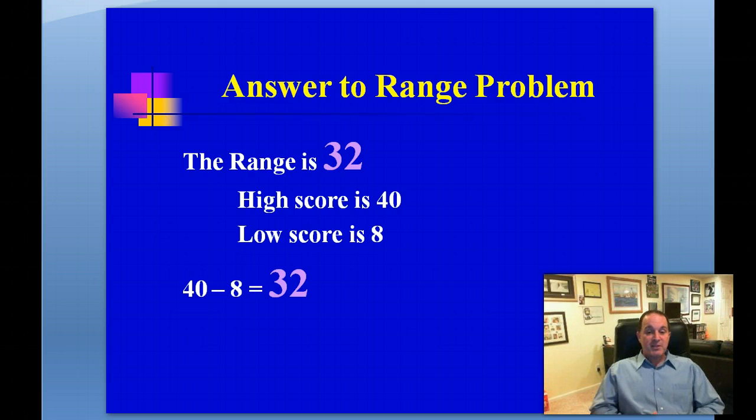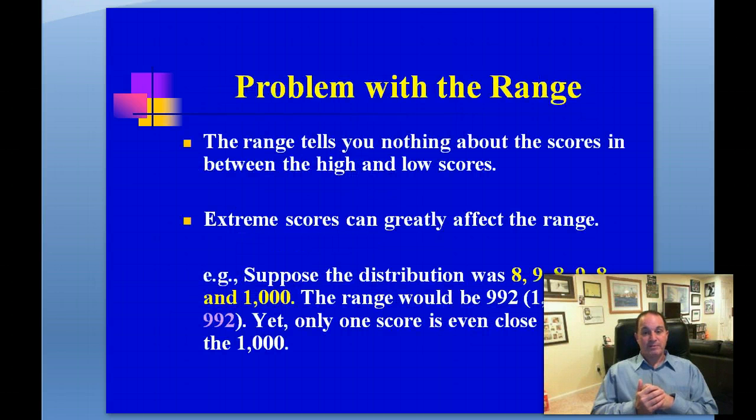So again, with the range, simply find the high score in the distribution, subtract the low score in the distribution, and you get the range. In our example, 40 is the high, 8 is the low, 40 minus 8 is 32. So at this point in the lecture, you should be able to calculate mean, median, mode, and range.